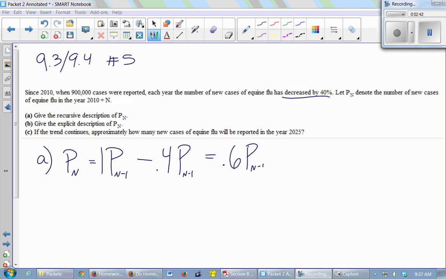Yeah, so my numbers are a little bit different. You must have had a 30% decrease, right? So this is my formula. Yes. So they did 0.7, meaning if we're losing 30%, we're keeping 70%. Okay. All right, and then for B would be an explicit description.